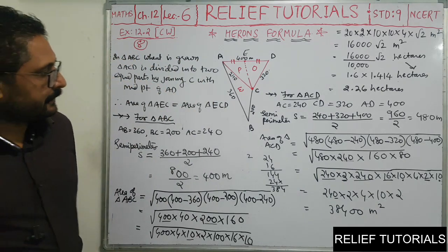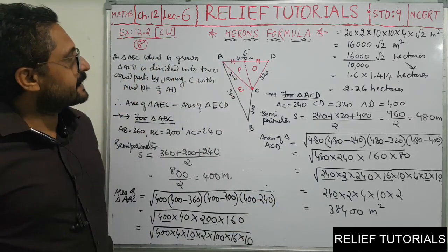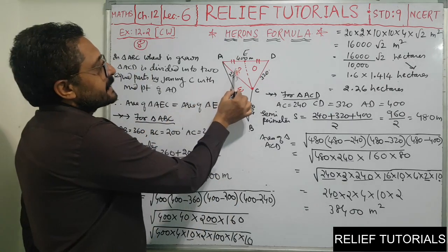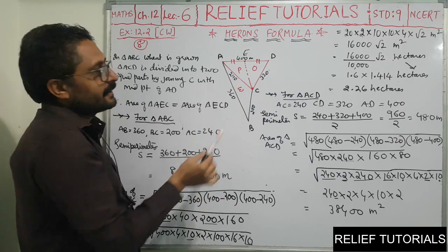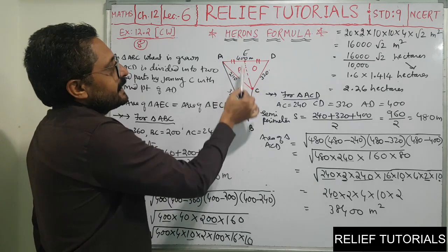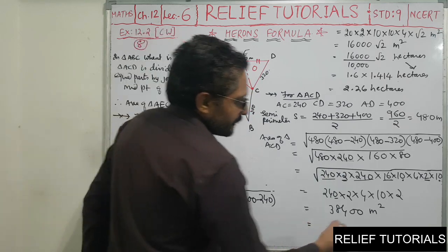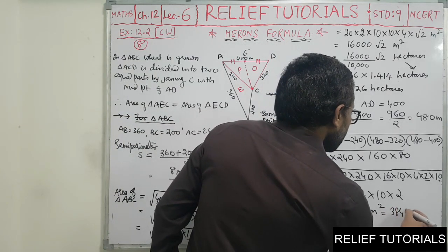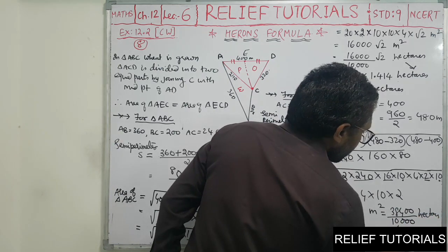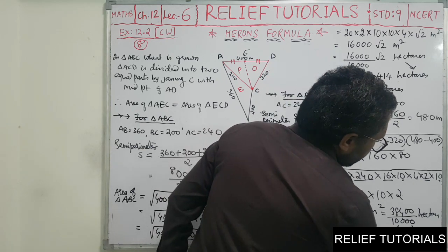So here we got area of triangle ACD. See here, this ACD. And I told you here we have already discussed area of triangle AEC is equals to area of triangle CED. It is divided into two equal halves. So we will divide this area in order to find area of triangle ACE and area of triangle ECD. Before that we will convert into hectares. So I can write here 38400 upon 10,000 hectares. So that will be equal to 3.84 hectares.